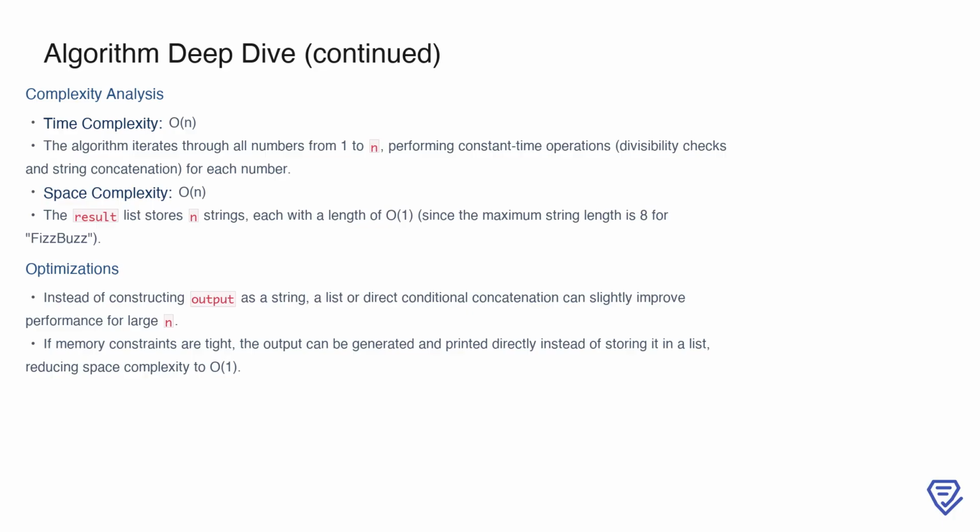There are some potential optimizations to consider. For example, instead of constructing that output string directly, a list could be used to build the parts of the result, which might slightly improve performance for very large values of n. Additionally, if memory usage is a concern, the algorithm could generate and print the output directly without storing it in a list, reducing the space complexity to O(1). While the current implementation is efficient and straightforward, these optimizations could be useful in scenarios with tighter constraints.